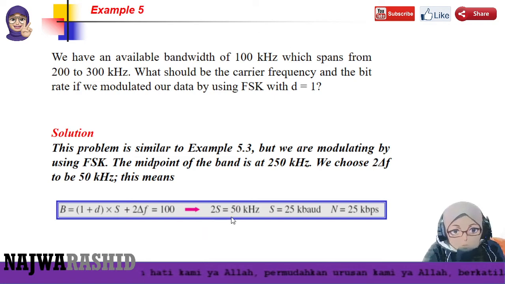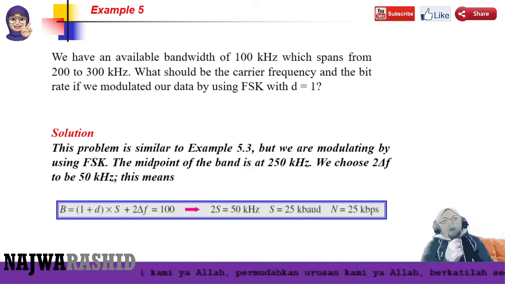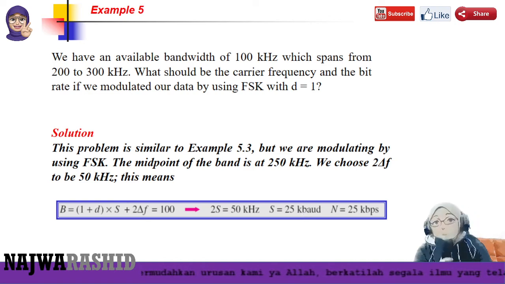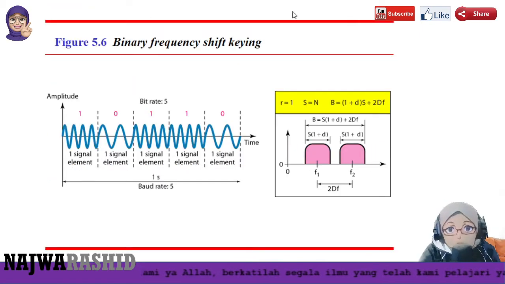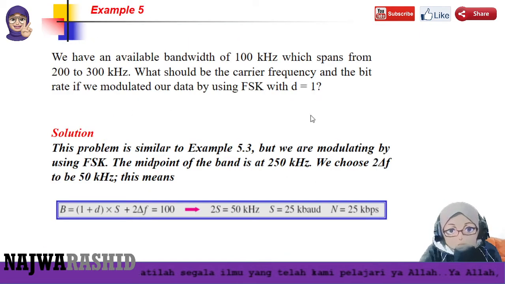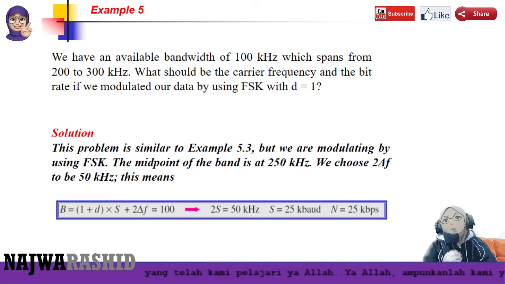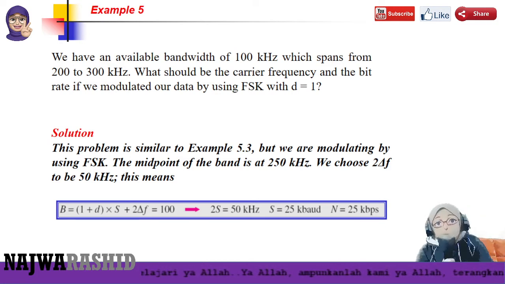So (1 plus 1) times S, that is 2S, equals 50 kilohertz, because we have 2 delta F. So 100 minus 50 is equal to 50 kilohertz, and 50 divided by 2 gives S equal to 25 kilohertz. S and N are equivalent based on this formula. So S equal to 25 kilobaud and N refers to 25 kilobit per second.